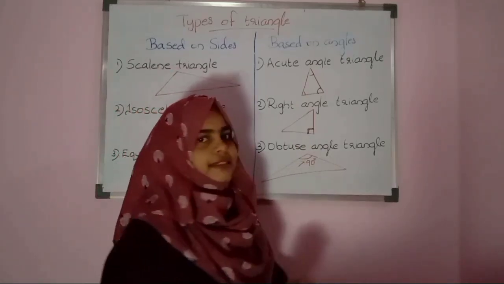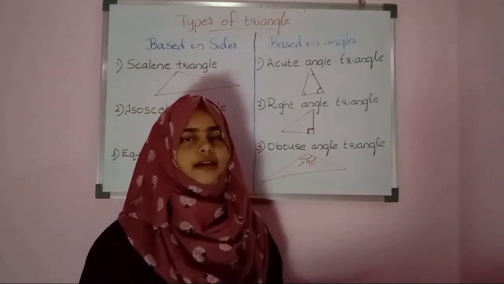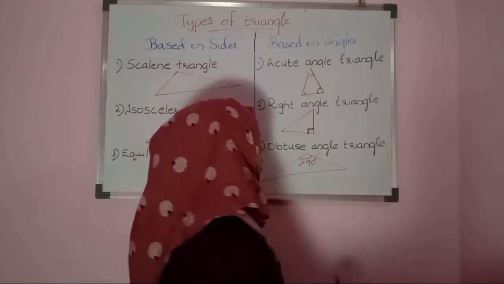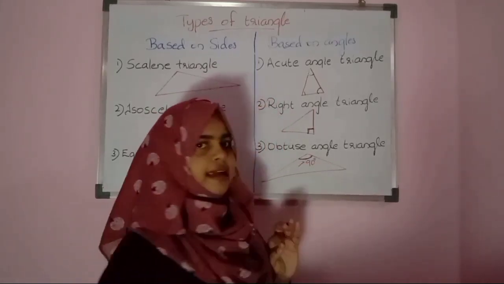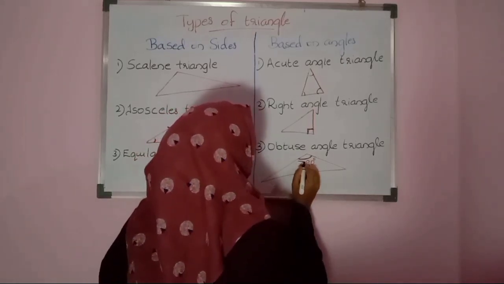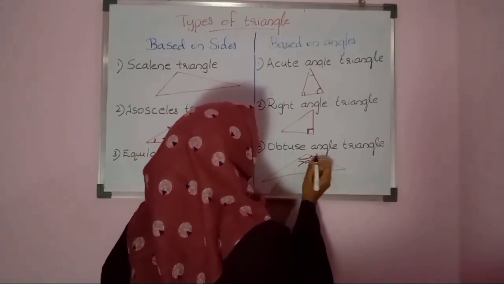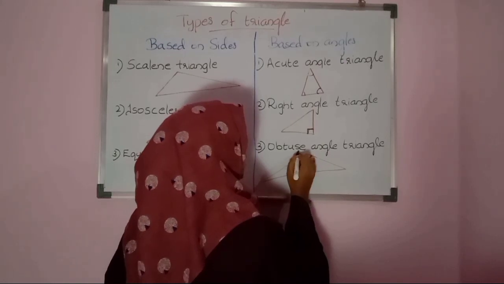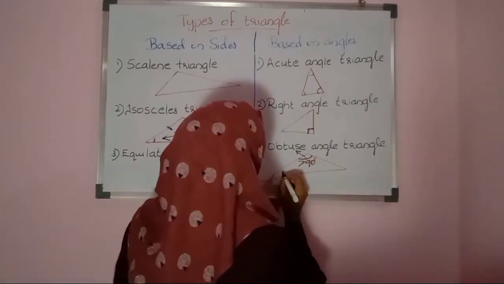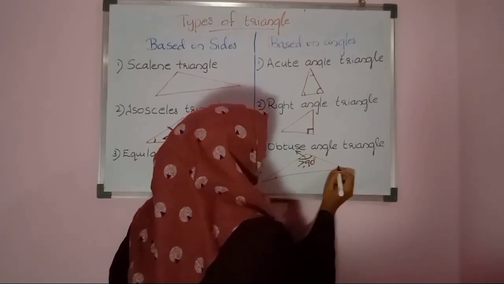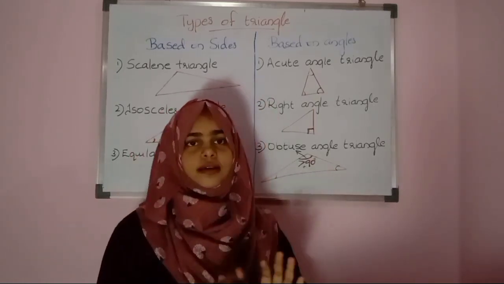Now obtuse angle triangle. Obtuse angle means one of the angles will be greater than 90 degrees. Look at here. We know that this will be greater than 90 degrees. So the triangle will be called an obtuse angle triangle because this angle is greater than 90 degrees. This angle plus this angle plus this angle will be 180 degrees.